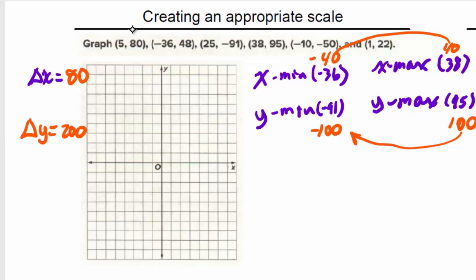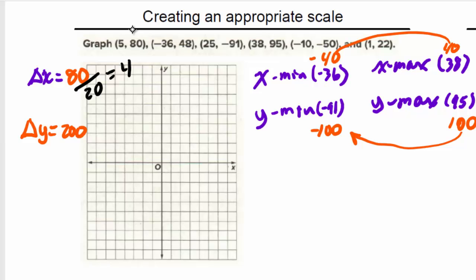And as I said earlier, we're going 10 this way, 10 this way, 10 this way, and 10 this way. So what's the change across our x values? Well, we've got a total of 20, 10 to the right and 10 to the left. So what I'm going to do is take my change of 80 and divide it by how many vertical tick marks I have, which is 20, and it comes out to approximately 4.